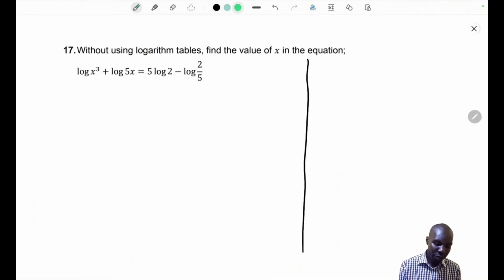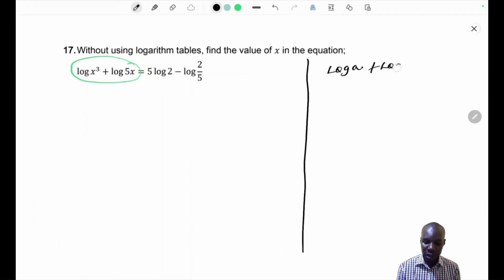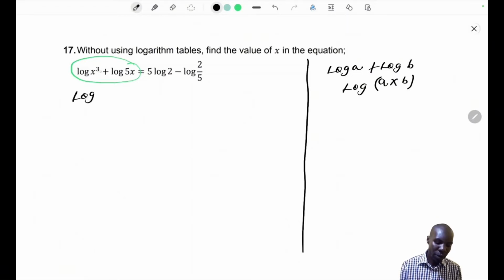So let's begin with the left hand side. We have got log of x to power 3 plus log of 5x. And we know that if we have got log of a plus log of b, this can be written as log of a times b. So log of x to power 3 plus log of 5x can be written as log of x to power 3 times 5x.